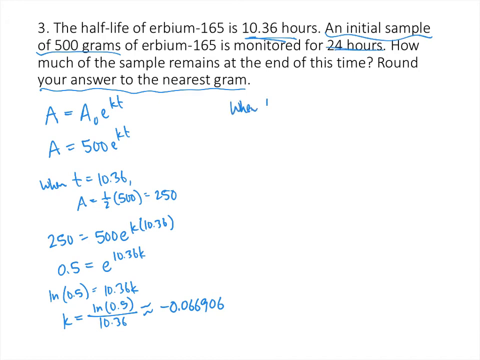Now we want to know how many grams are left after 24 hours, so we want the situation when t equals 24. The amount equals 500 times e to our growth constant k, negative 0.066906, multiplied by our time t, which is 24. Putting that in our calculator, we get 100.37, and rounding to the nearest whole number, we get 100 grams.